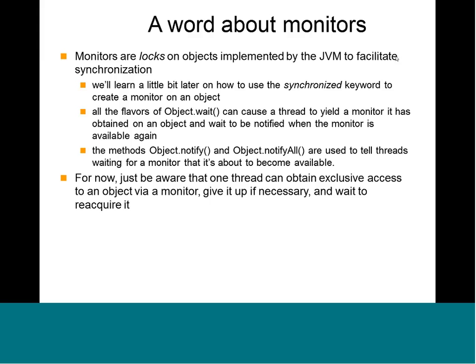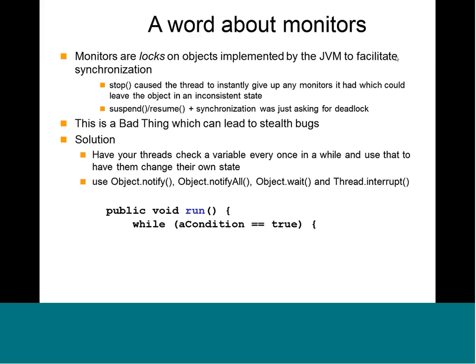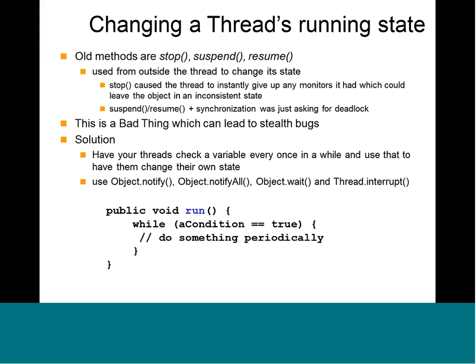One thread obtains exclusive access to an object only via the monitor, and you have to do some special things to enable that by using the synchronized keyword. All these old methods, stop, suspend, resume, are gone because they cause stealth bugs. We should therefore never even use them.